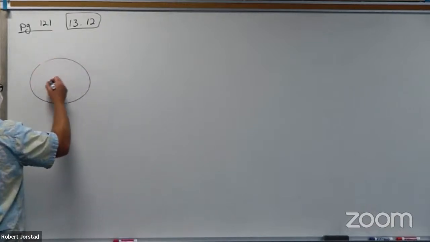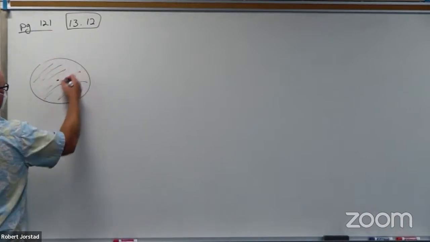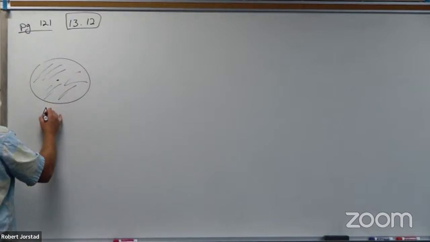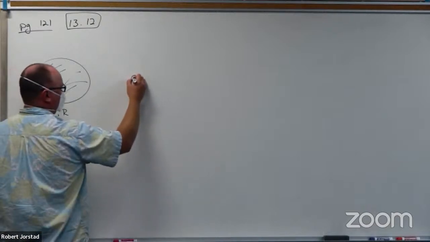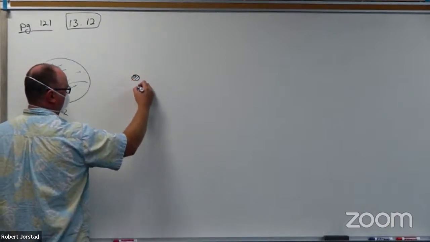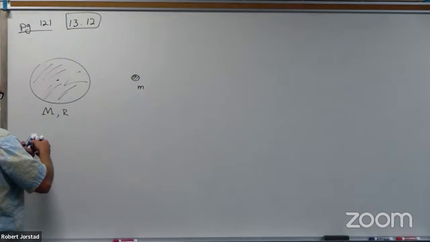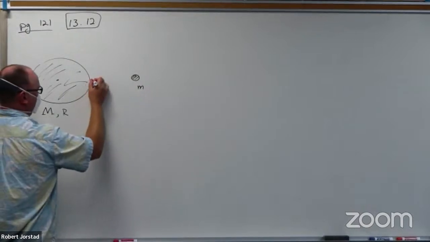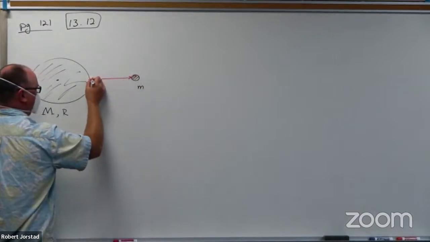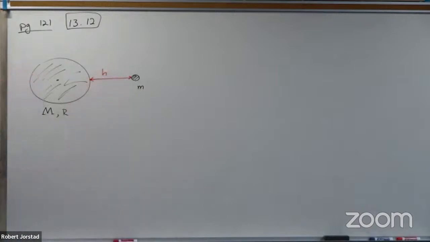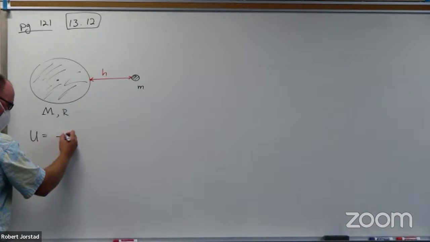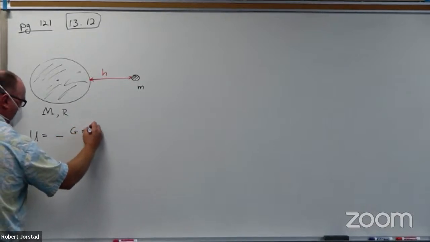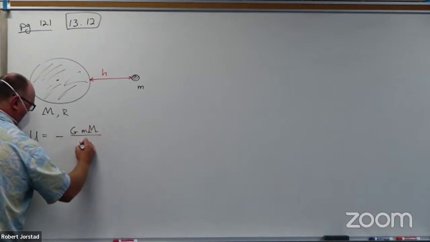Let's say you have a big planet. Let's say this thing is mass capital M, radius capital R. Let's say there's a point mass here. Let's say this is little m. Let's say it has negligible size, but let's say the altitude here is h. Most of you know the potential energy would be negative G, M m over R plus h.